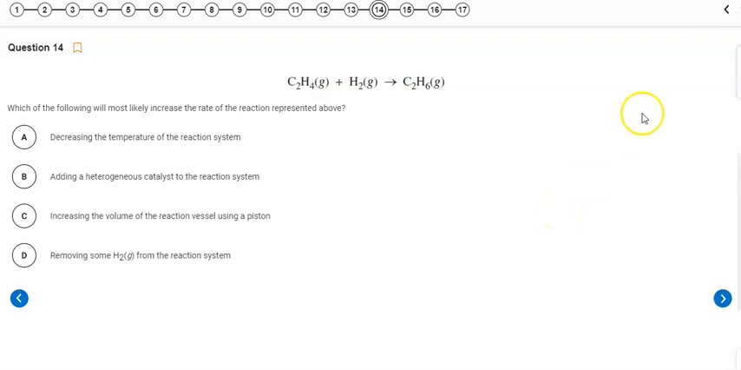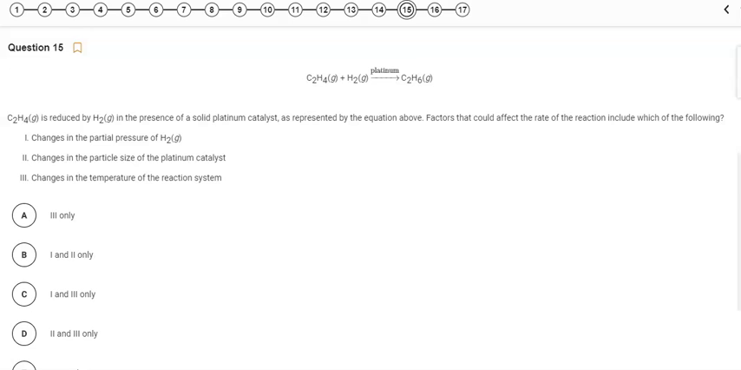Okay, and this is the same question. C2H4 is reduced by H2 in the presence of solid platinum, so platinum's the catalyst. That would be an example of a heterogeneous catalyst. Platinum is a metal, and all of those reactants and products there are gases. As represented by the equation above, factors that could affect the rate of reaction include which of the following?